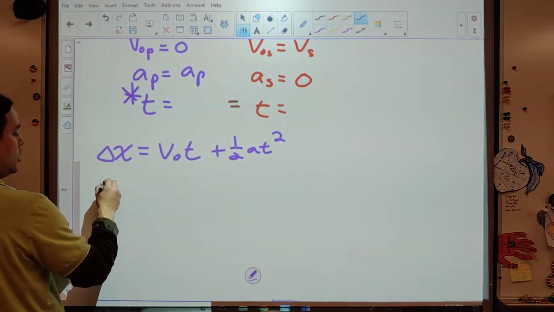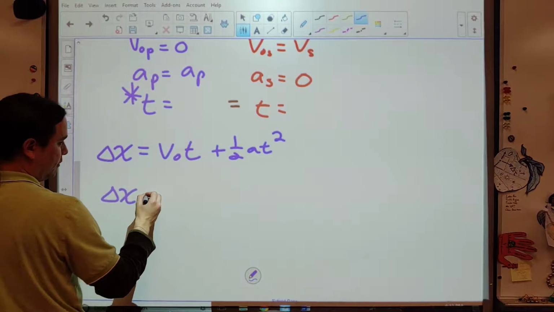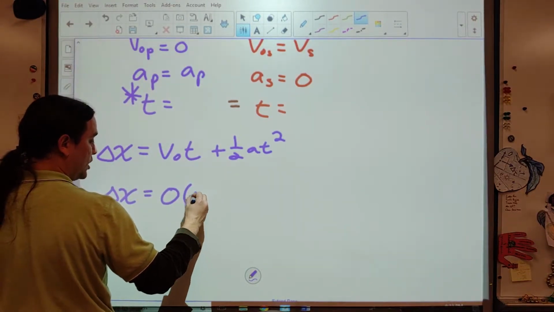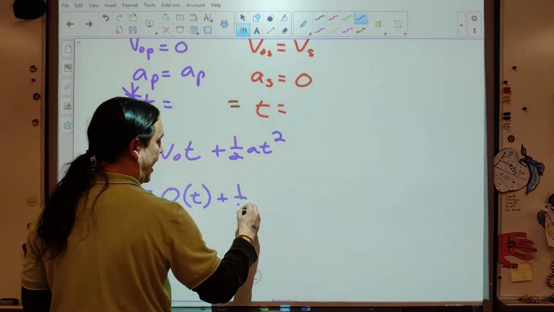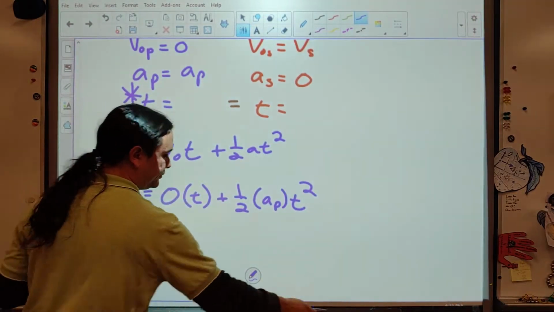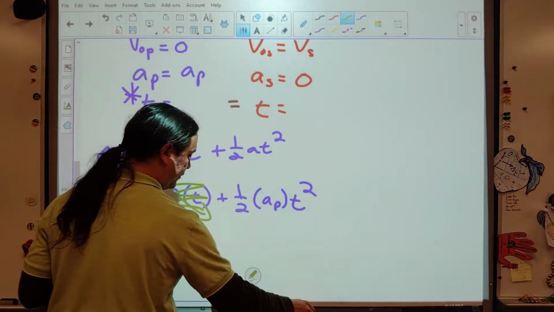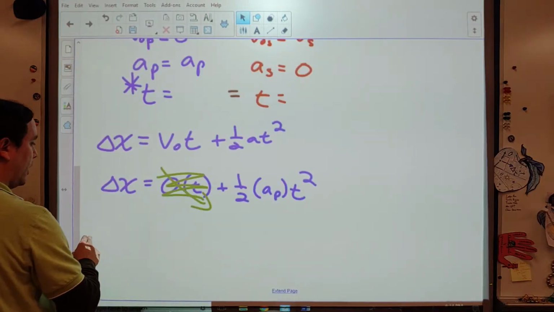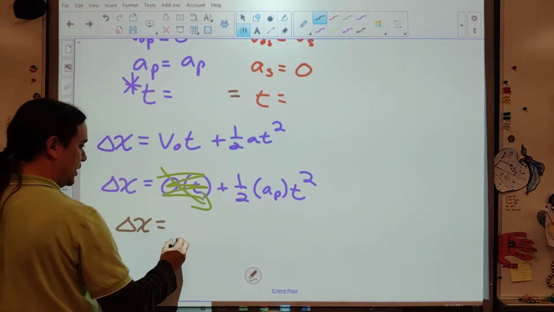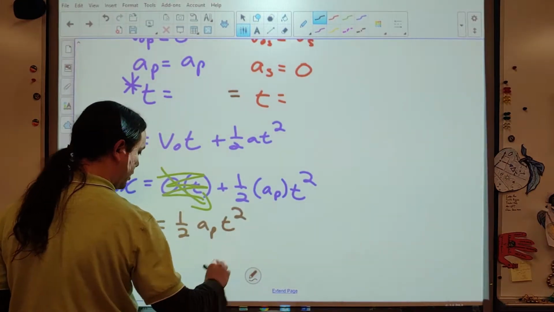For our police officer, we get delta x of the police officer, but it's actually of both of them, equals our initial velocity, which is 0 for the police officer, times our time, plus 1/2 a sub p t squared. Now this is 0, so it disappears into a puff of nothingness, and we get one equation that we need, which is delta x, our displacement, is equal to 1/2 a_p t squared.